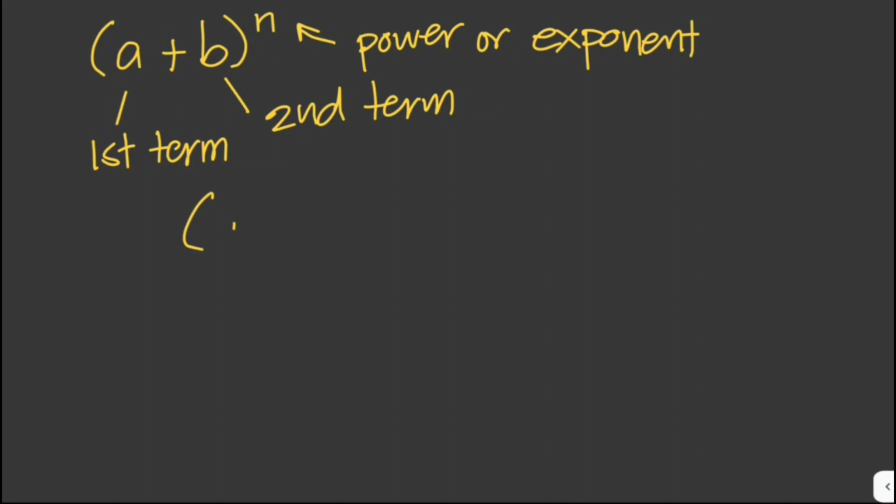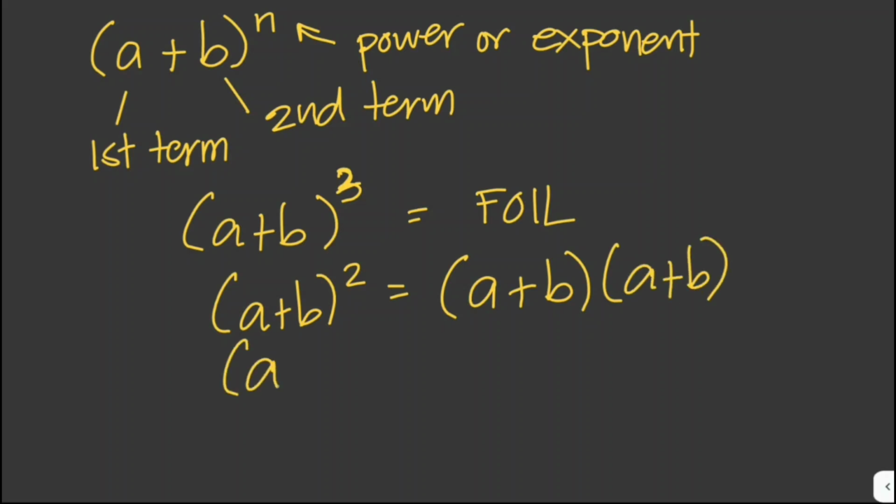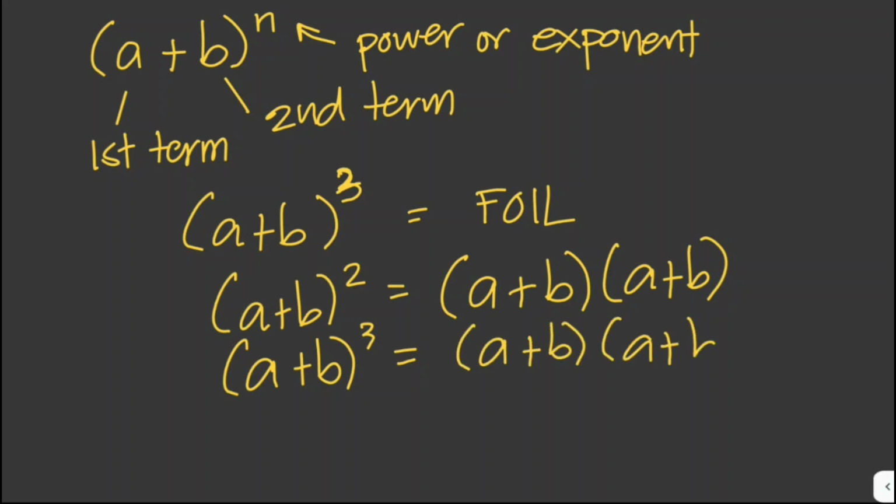Actually, if a + b is just raised to the power of 2 or 3, you can just do the FOIL. So you can just multiply a + b by itself. Let's say (a + b) squared, you can expand this by multiplying (a + b) times (a + b), or (a + b) cubed, you can multiply a + b by itself 3 times. So (a + b) times (a + b) times (a + b). And that would be easy.